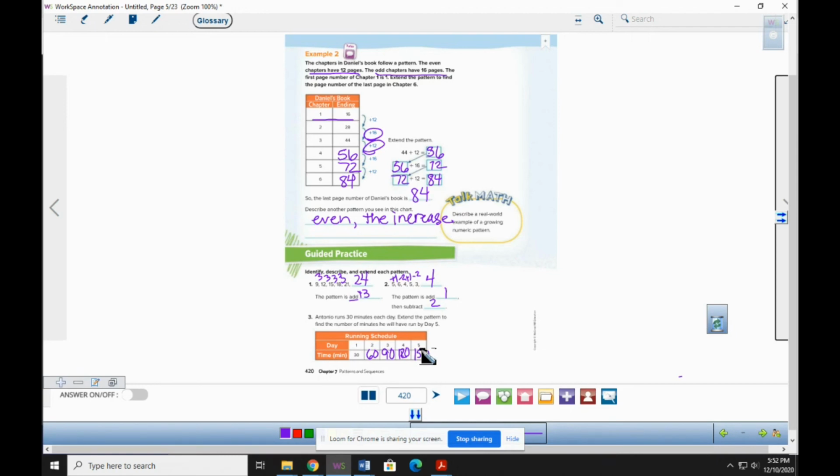If you would like some more practice with numeric patterns, please go to the next page in your math book and do a few more of the problems. Otherwise, go to your homework and show me what you know.